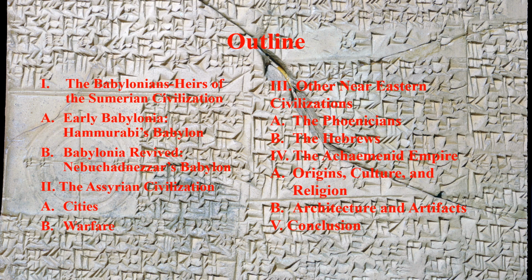Finally, we'll conclude our discussion of the ancient Near Eastern civilizations by talking about the Persian Empire, also known as the Achaemenid Empire. We'll talk about the origins and the culture and the religion of the Achaemenid Empire, and then we'll talk about some of their architecture and artifacts and people.